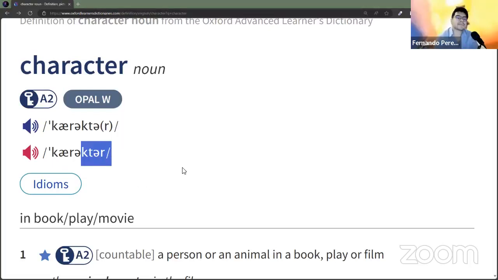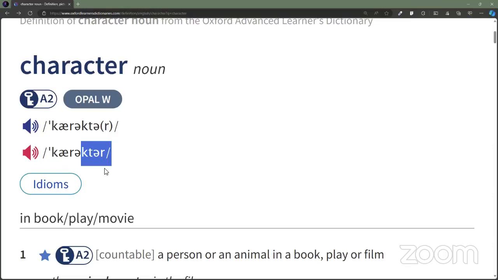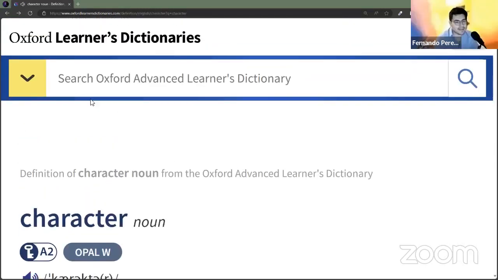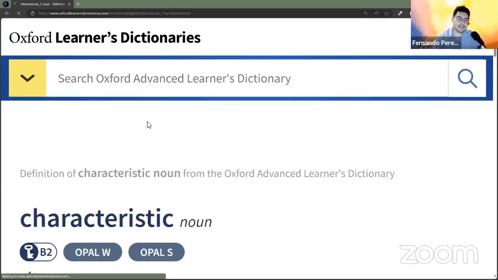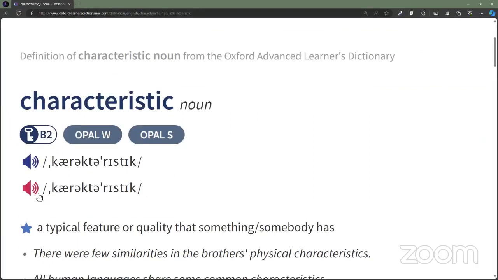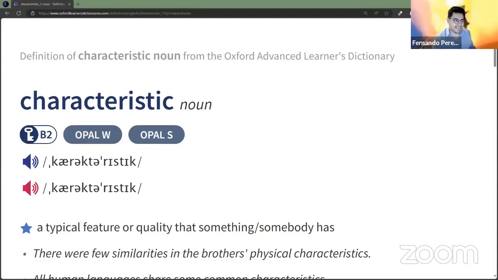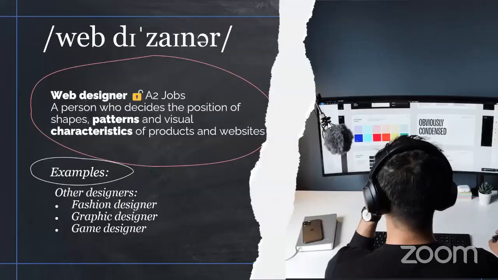Cara. And the rest? Character. Good. Character. Exactly. Character. If you finish with characteristic. Characteristic. Exactly. Characteristic. Yes, that's correct. I know it's difficult, but that's correct. So let's listen again.